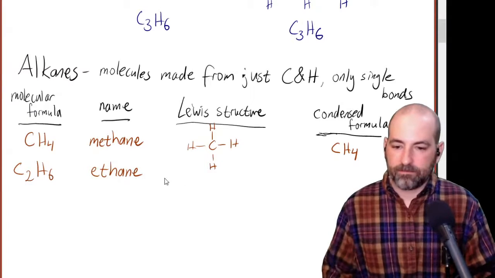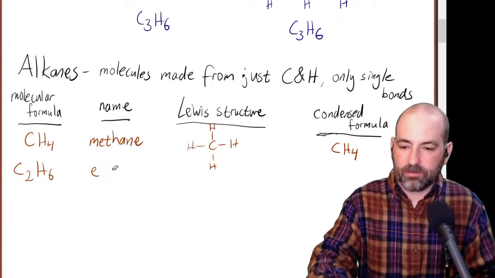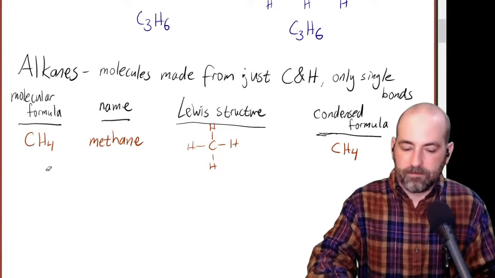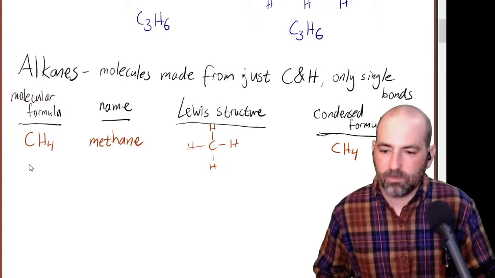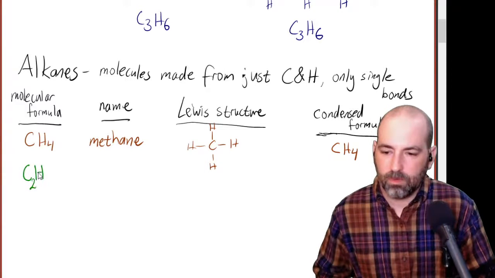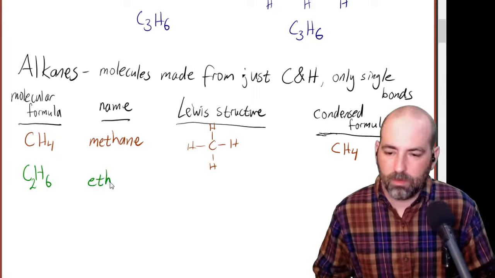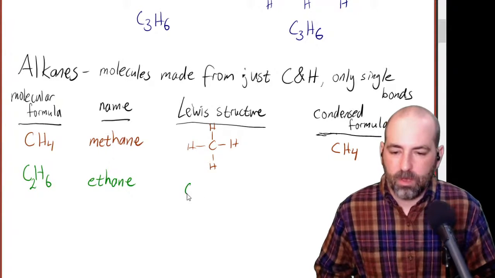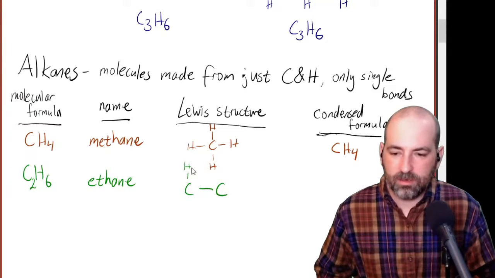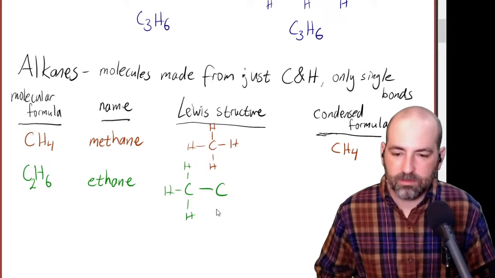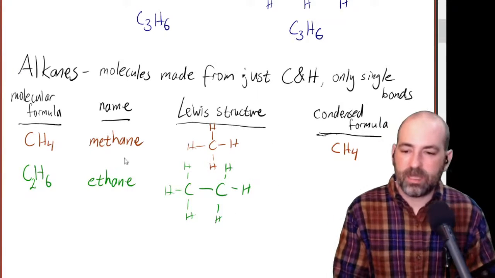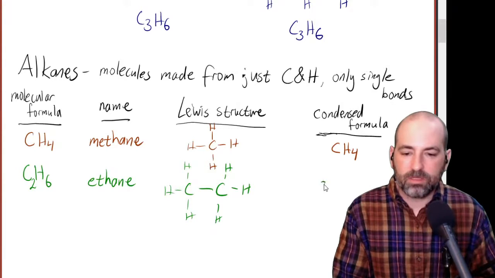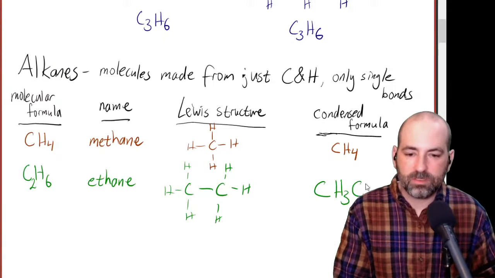And I'm going to use a different color because we're going to kind of be on top of each other with the Lewis structures here. All right, so ethane, we now have 2 carbons and 6 hydrogens. And now our condensed formula is going to look a little bit different. Instead of just saying C2H6, we're going to say CH3, CH3.